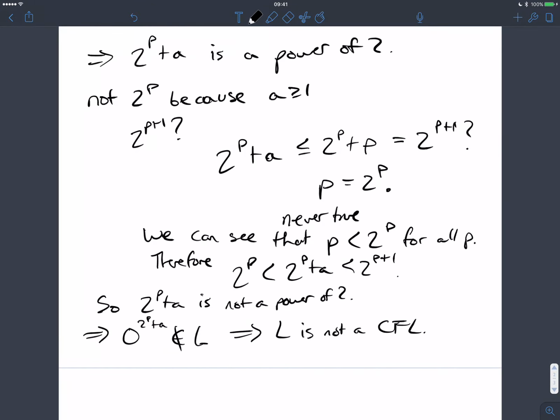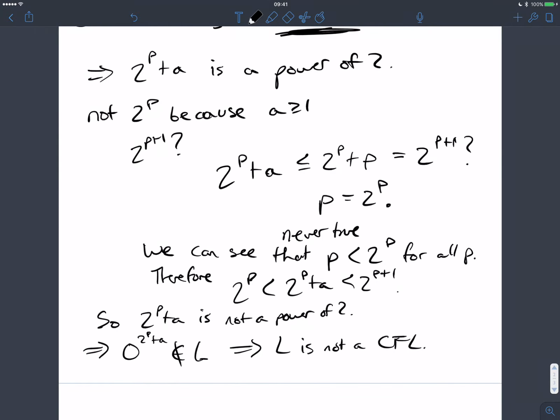Okay, so all we did was pump up once, and then we looked at the smallest length that the resulting string could be, and the largest, and saw it was between consecutive powers of 2, just like with perfect squares before.